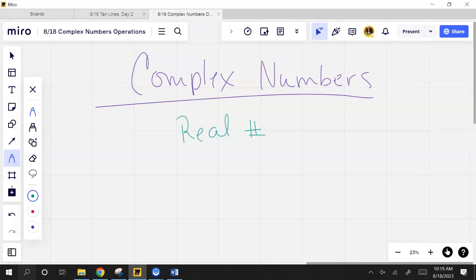5, 7, 10, a half, 3/4, any of those. Those are all real numbers. They can be positive or negative. And then to that, I'm going to add or subtract some imaginary number. And together, those make up a complex number. So, maybe I have 3 plus 2i. That's a complex number. It's got a real number part. It's got an imaginary number part.